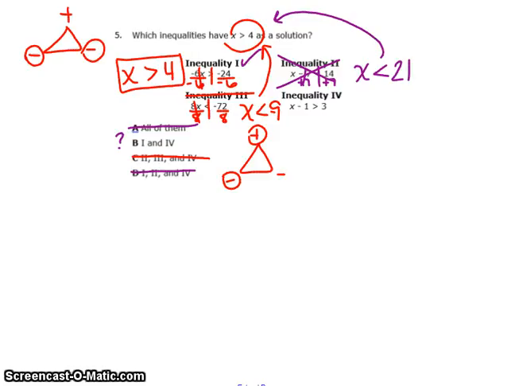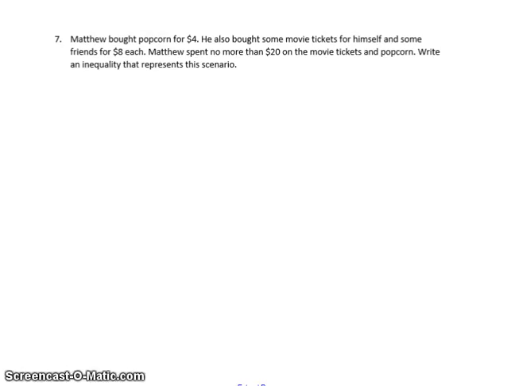So let's check the last one. The last one says inequality number 4. x minus 1 is greater than 3. Draw a line through your inequality sign and add 1 because that's the opposite of subtracting. These cancel, and I'm left with x is greater than 3 plus 1, which is 4. That one matches, so I know that 1 and 4 are my matches, and so that's letter B. Number 6 is just like this one. It's a practice problem, so let's go to number 7.